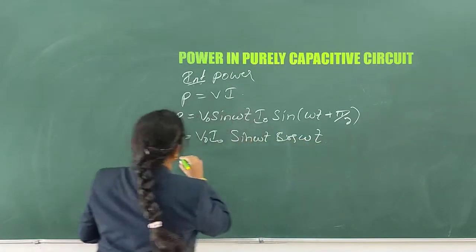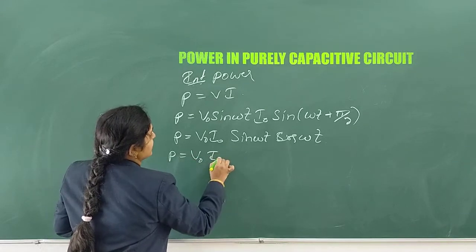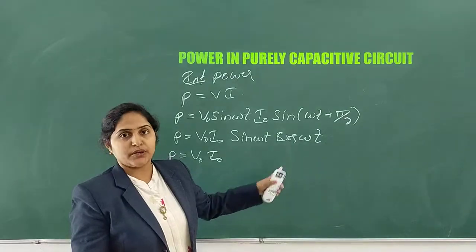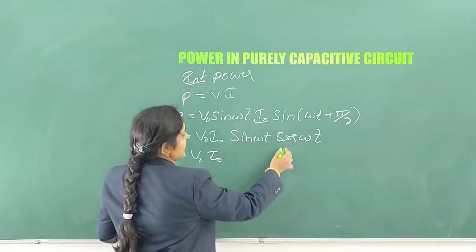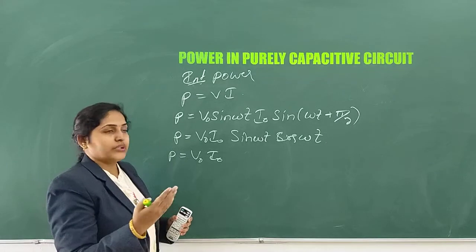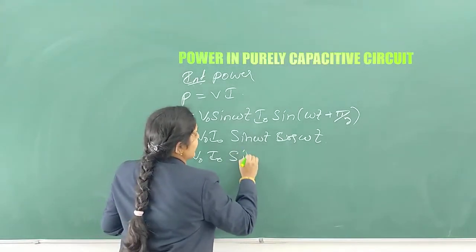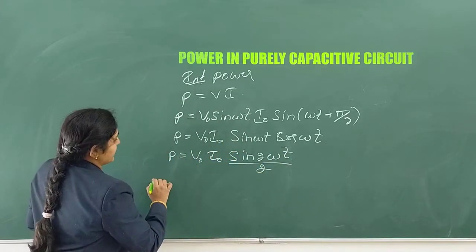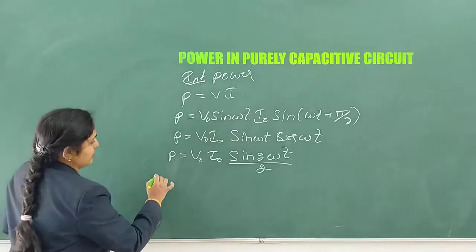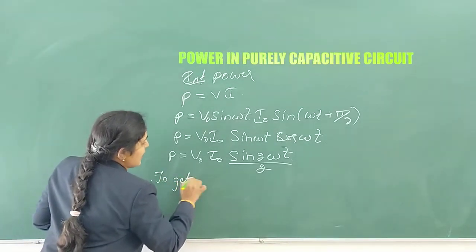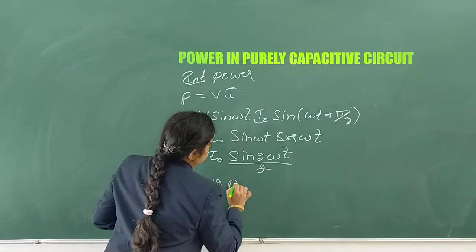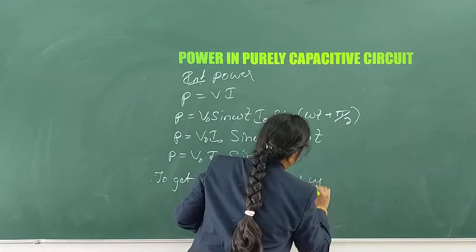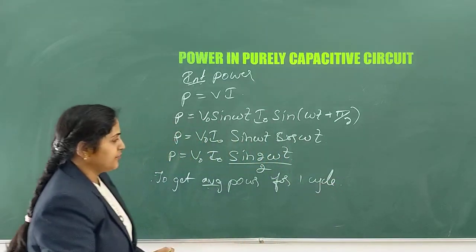Cos omega t. So instantaneous power P equals V naught I naught sin theta cos theta. As in the same case, sin theta cos theta can be written as sin 2 theta divided by 2. So sin 2 omega t divided by 2. Integrating to get the average power for a complete cycle. For one cycle, let us integrate this.